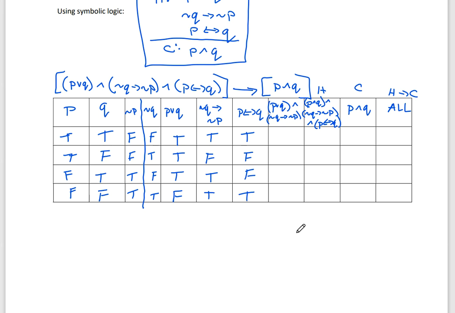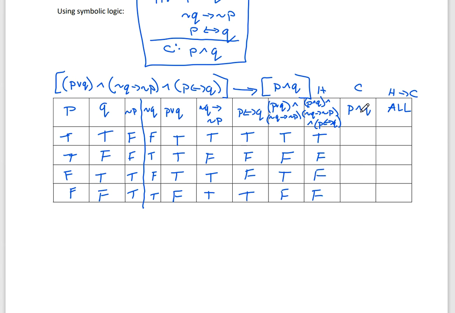Okay, now connecting my P and Q with my not Q implies not P, so these two columns here. Connecting with an and, so I need both values to be true. So I end up with true, false, false. Okay, and then connecting all three of those things together. So the one that we just did with the biconditional, so these two columns here. True and true gives me a true, false and false gives me a false, true and false gives me a false, and true and false gives me a false.